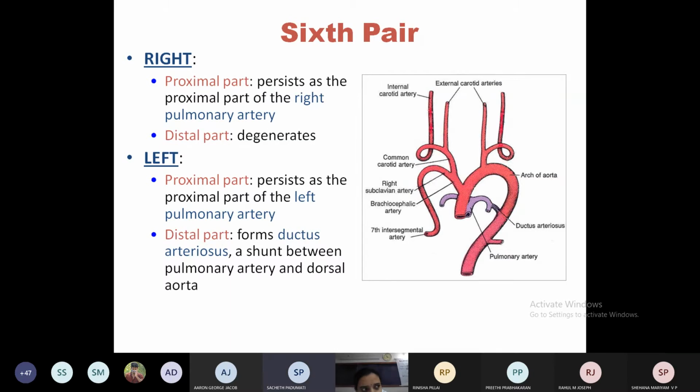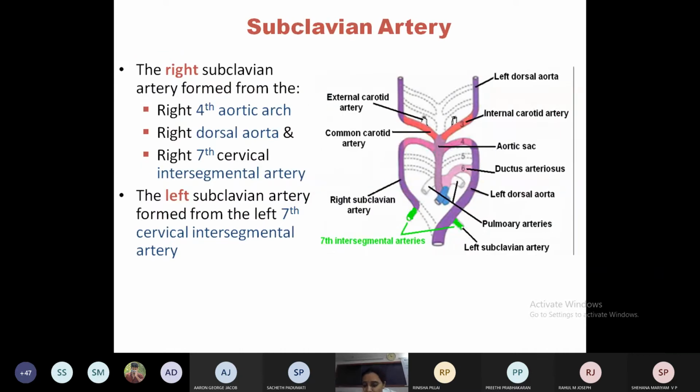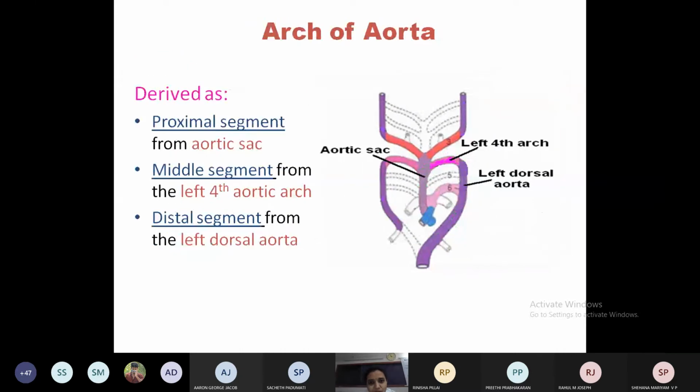It converts into ligament. Yes, it is converted into ligamentum arteriosum. Okay, good. So that is about the sixth pair. So we'll study more in detail about the arch of aorta and the subclavian artery.